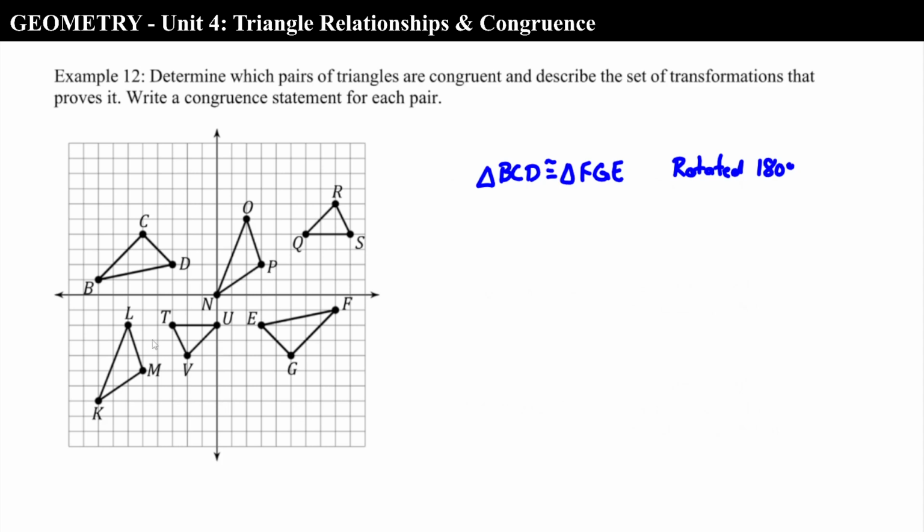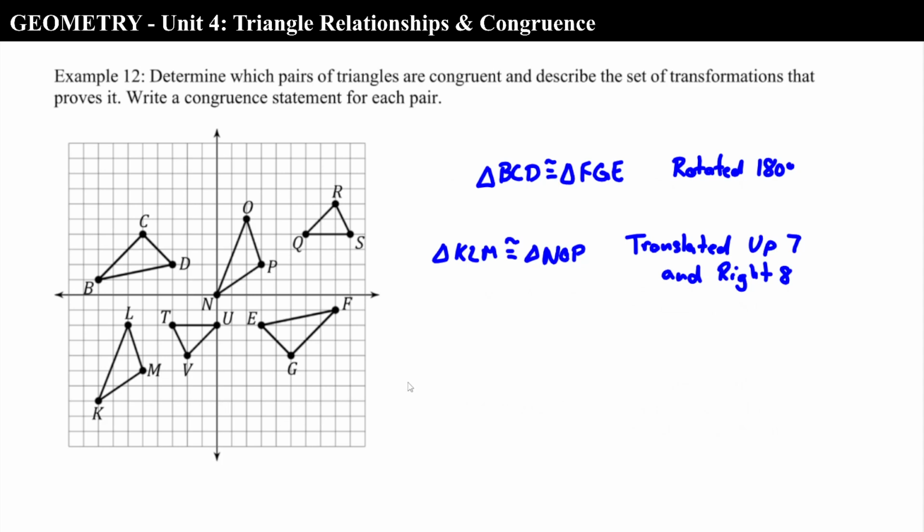All right, KLM looks very much like NOP. So we have KLM is congruent to NOP. And again, make sure those letters line up. This is the correct ordering of these letters. And in this case, they are oriented the same way, so that actually makes it a little bit easier to line up the letters. We have a couple of translations. Translated up 7 and right 8.